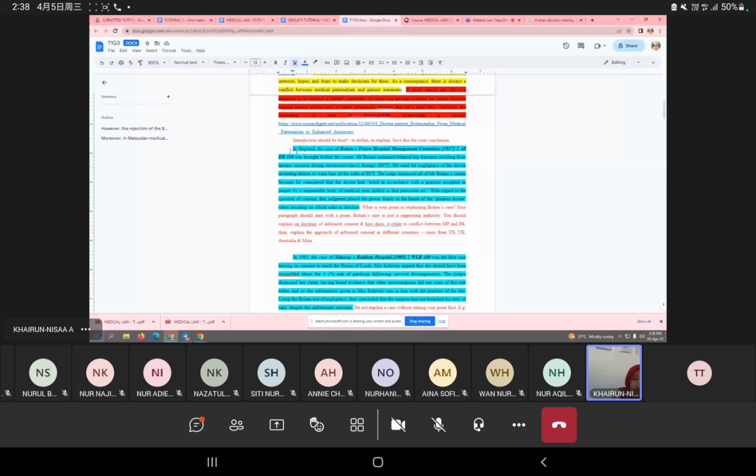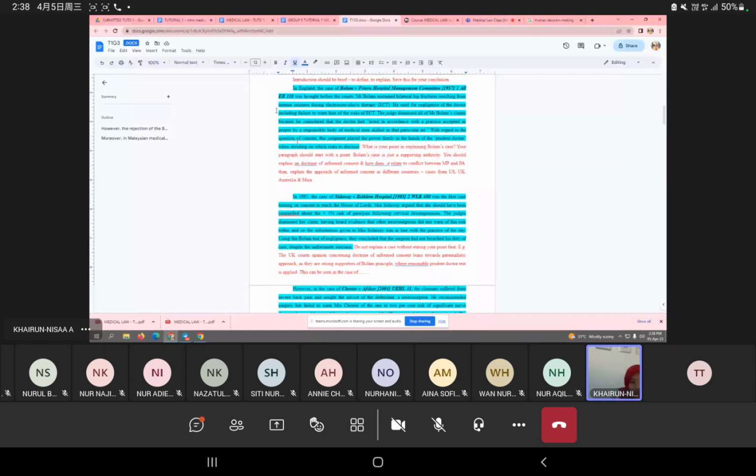Which country do you want to start with first? This group wanted to start with England, but they explained the case of Bolam. This is just cut and paste. What are the facts in the case of Bolam? What is the decision? But what is your point in explaining Bolam's case? Your paragraph should always start with a point. Bolam's case is just a supporting authority.